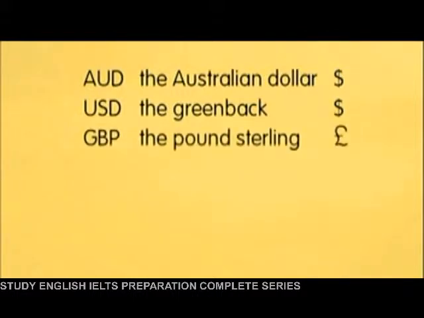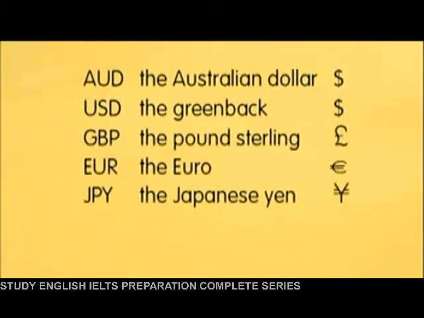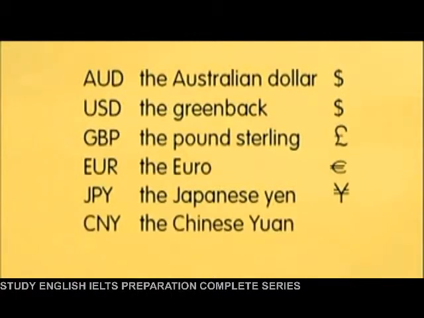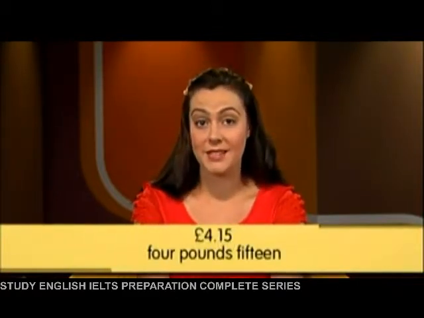In Great Britain, they use the pound. It's written GBP, but it's often called the pound sterling. In the European Union, they use the Eurodollar, written like this, EUR. In Japan, it's the yen, written JPY. In China, it's the yuan, written CNY. And the renminbi, RMB. Notice that we write the currency before the number, but we say it after the number. So we read $2 or £4.15.